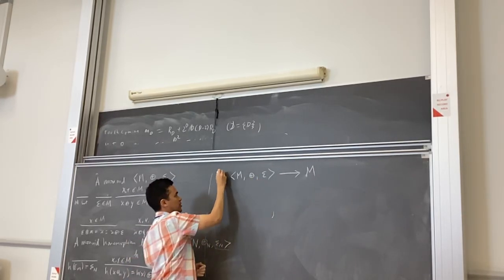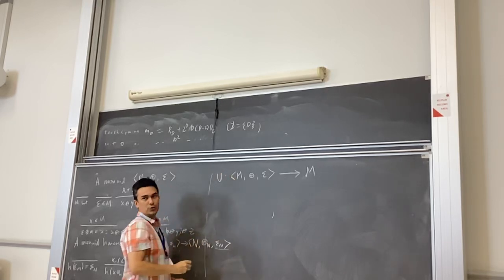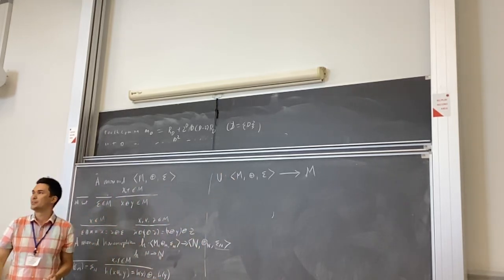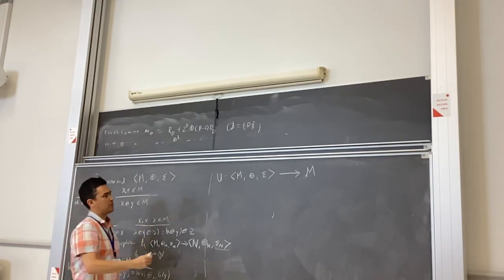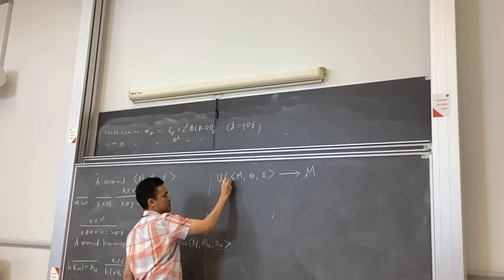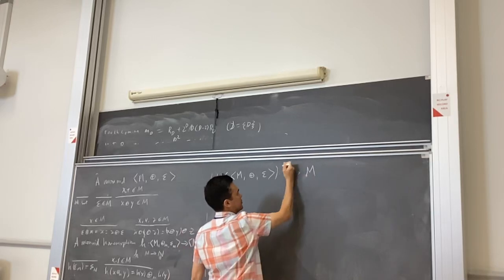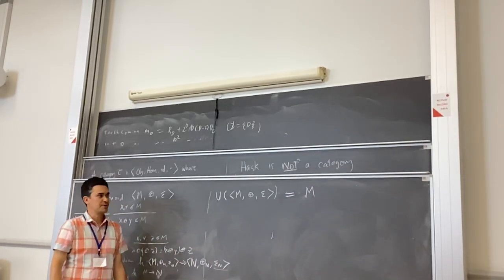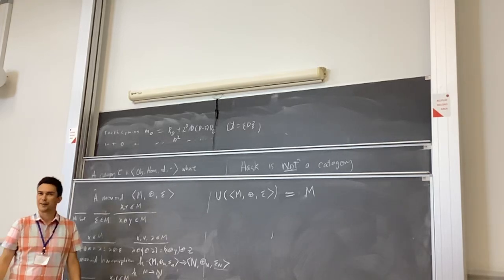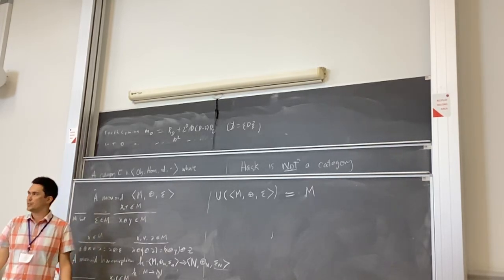I'm going to write the letter U, which stands for underlying. So it's the underlying set of the monoid is this thing. So U of this monoid is equal to this thing here. Okay? Now, you can think of U as a little bit like a function that takes a monoid and produces a set.